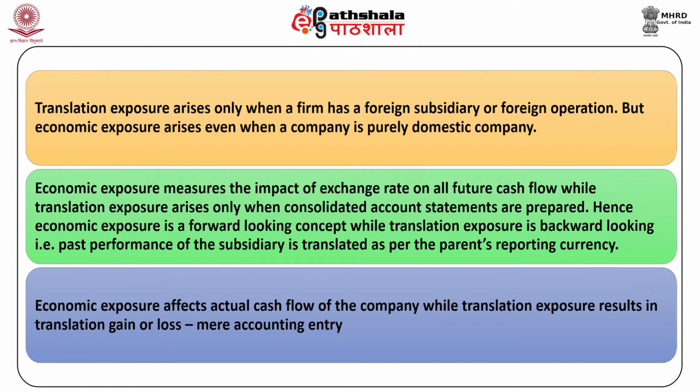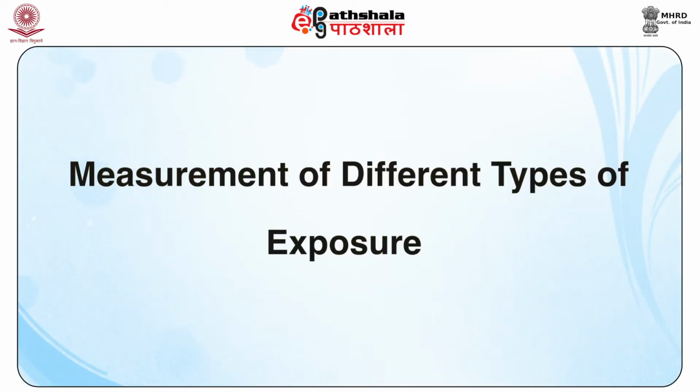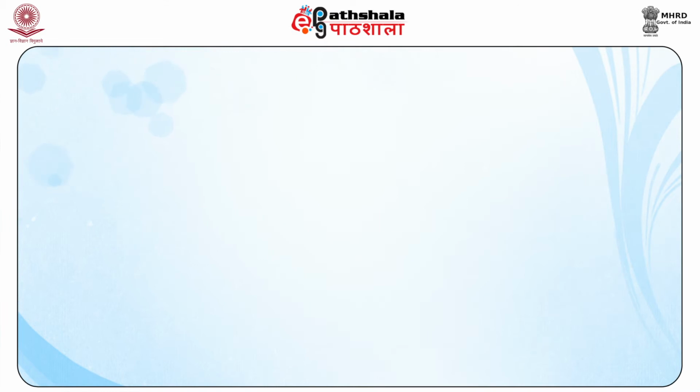Hence, economic exposure is a forward-looking concept, while translation exposure is backward-looking. That is, past performance of the subsidiary is translated into the parent's reporting currency. Economic exposure affects the actual cash flow of the company, while translation exposure results in a translation gain or loss, a mere accounting entry. Now, let us have a look at the measurement of different types of exposure.